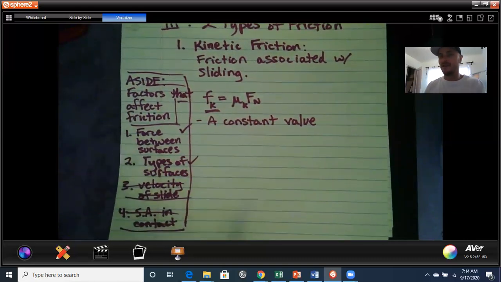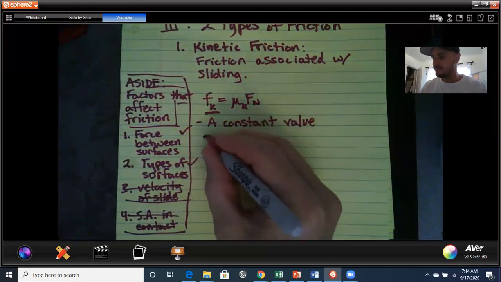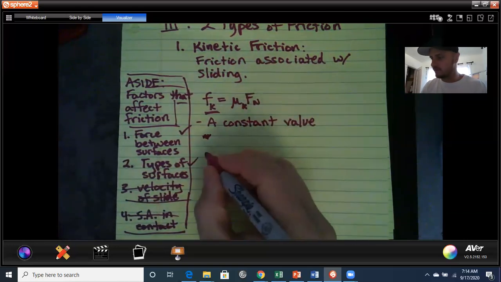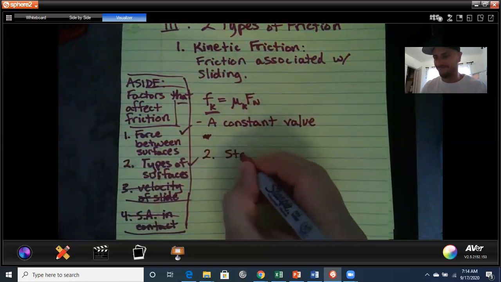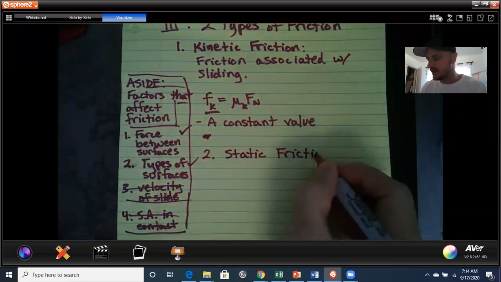And is there anything else to say about this? I will probably say, nope, I'll wait till the next one, and then I'll bring this up. All right, number 2. See how quick that was? Static friction.